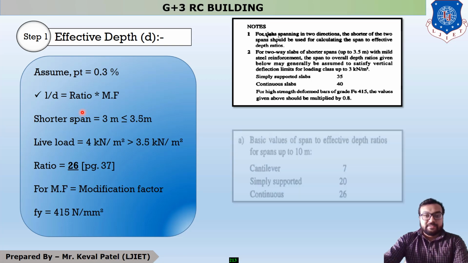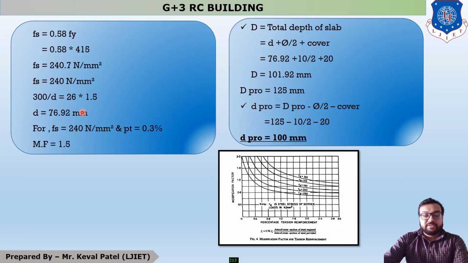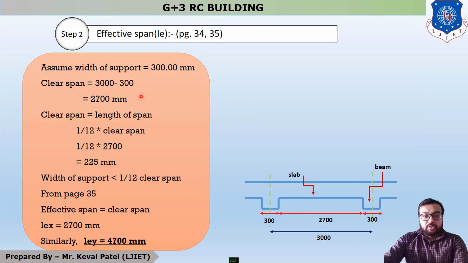So in the last lecture we completed our step number 1. In today's session we will start our example from step number 2. Our step number 2 is to find the effective span. So we have to move to page number 34 and 35.